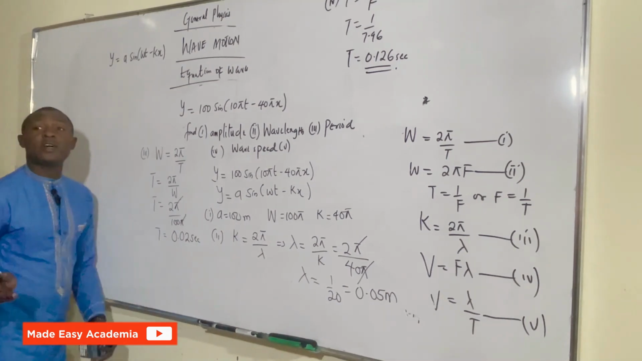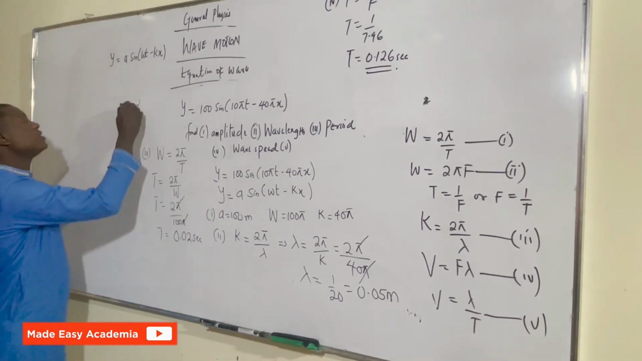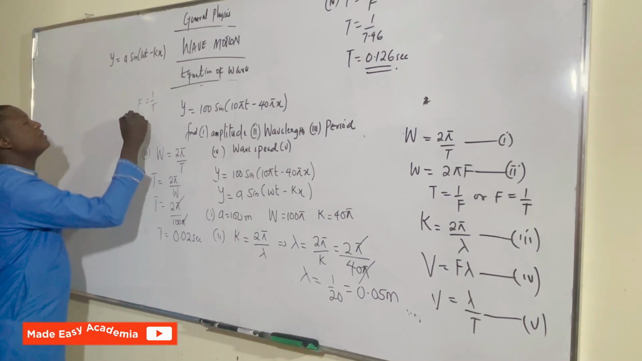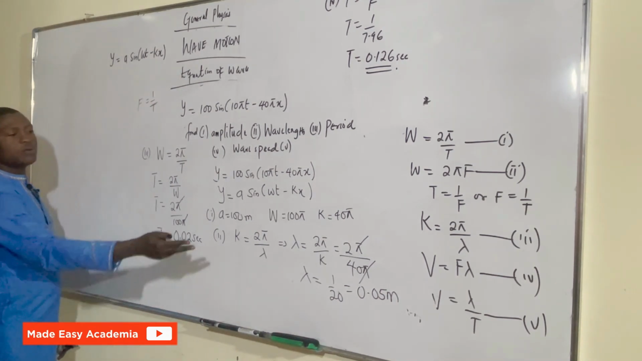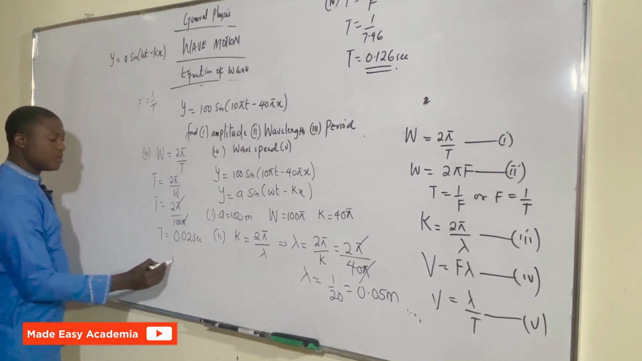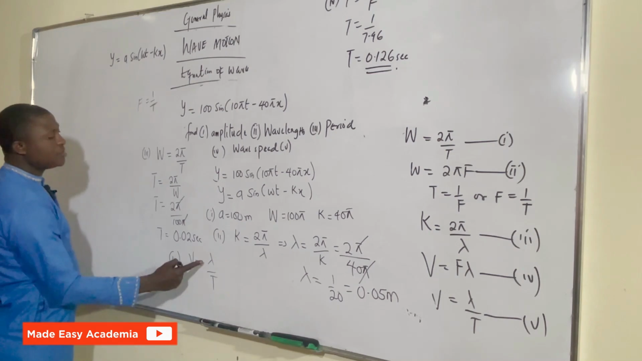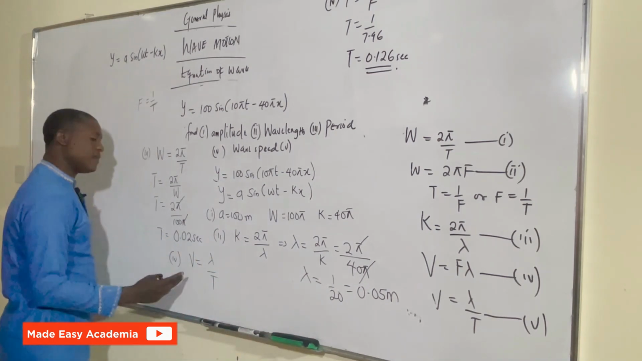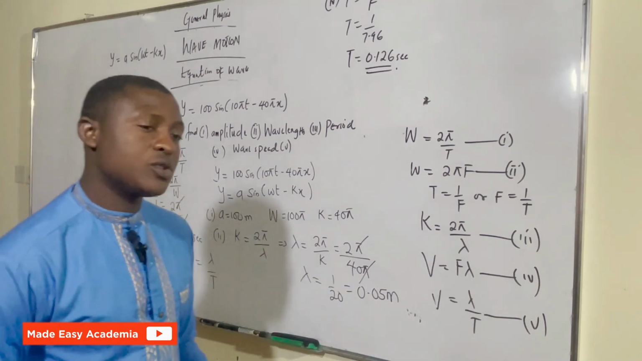Assuming you have to find the frequency here, you can make use of frequency equal to 1 over T, then make a simple substitution. Now we have to find the wave speed as well. Wave speed is lambda over T. Here we have gotten lambda and at the same time we have our period. Just make a simple substitution. So that's what we have for the equation of a progressive wave.